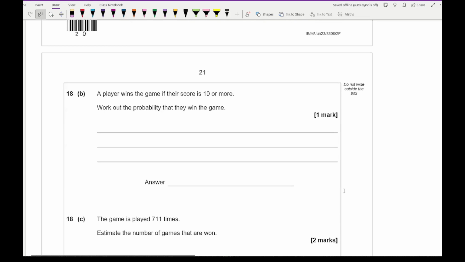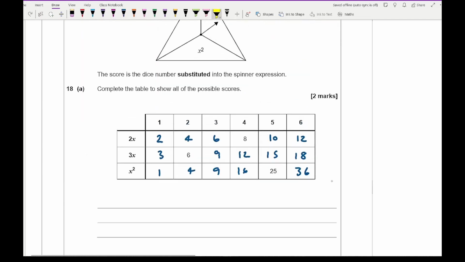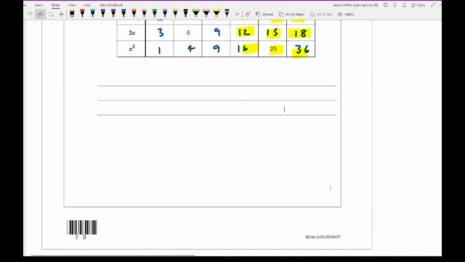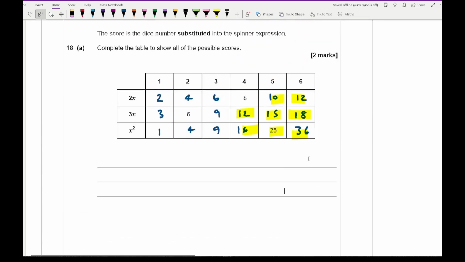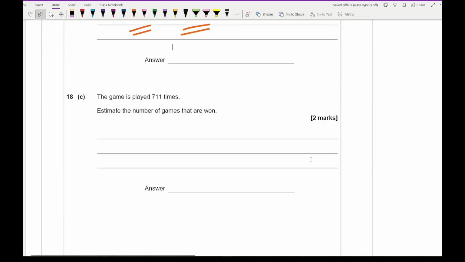Moving on to 18b, it says a player wins a game if their score is 10 or more. So going back to this, if I highlight which ones are 10 or more, I've got those there, so I've got 8 of those, out of a total of 18, so it's going to be 8 over 18, and then I can simplify that as 4 over 9. Either of those two answers would be fine to get the single mark. For 18c, it says a game is played 711 times. Estimate the number of games in which they are won. So here the probability of winning is 4 over 9.